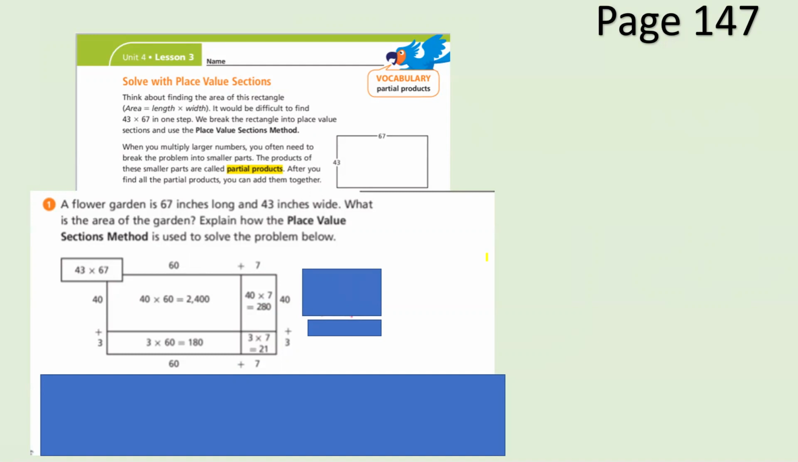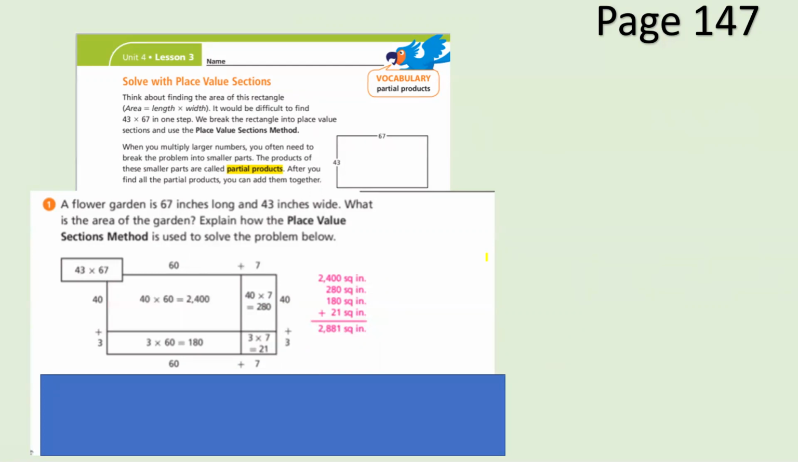So now how do we find the answer of 43 times 67? We just add all those areas up, because those areas all together make the big area. So adding them all up, 2,400, 280, 180, 21, and coming up with an answer. So now we know that 43 times 67 is 2,881.